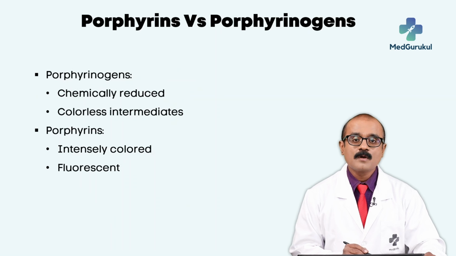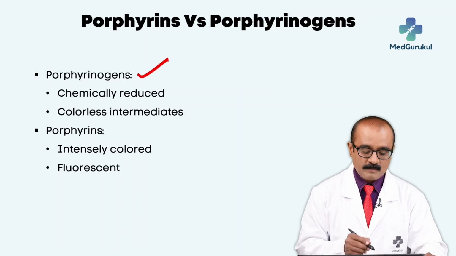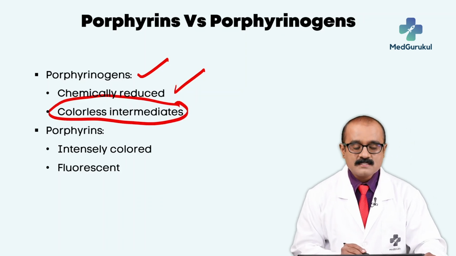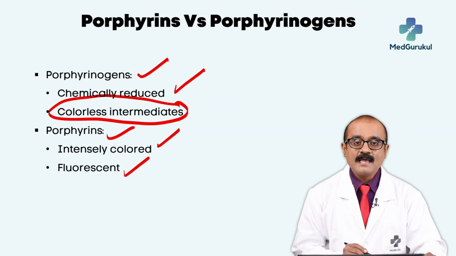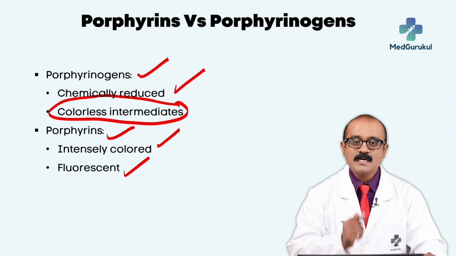Before we go on to porphyrias, we need to know the difference between porphyrins and porphyrinogens. Porphyrinogens are chemically reduced, because of which they are usually colorless, whereas porphyrins are intensely colored and can emit light. So any accumulation of porphyrins exposed to sunlight can emit fluorescence. Even if it accumulates in the teeth, it glows at night.